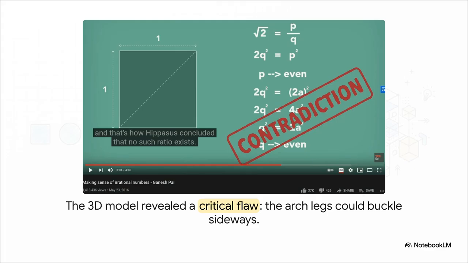It was only after building the full 3D model that the engineers saw this. The model predicted that the arched legs of the bridge were so flimsy sideways that they would actually buckle and cross over each other. I mean, that's a catastrophic flaw, right? And it was totally invisible in all of the simpler 2D models. The complexity had to be built up before this hidden behavior revealed itself.